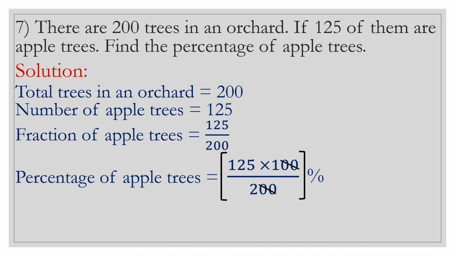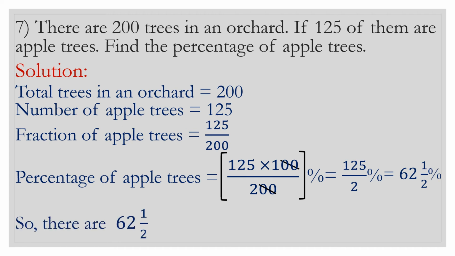Now we have 125 upon 2 percentage. But it is an improper fraction. So let's convert them into mixed number. So divide 125 by 2. We get 62 1 upon 2%. So there are 62 1 upon 2% of apple trees in an orchard.